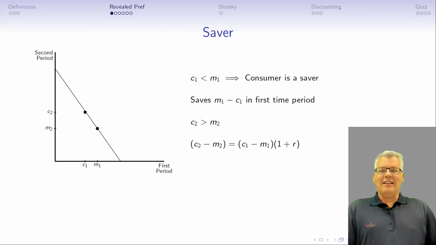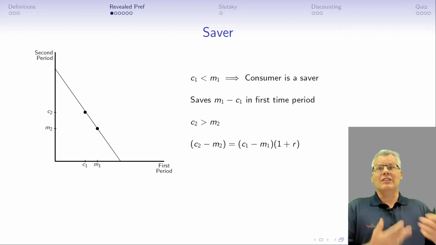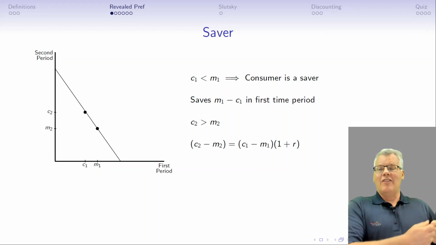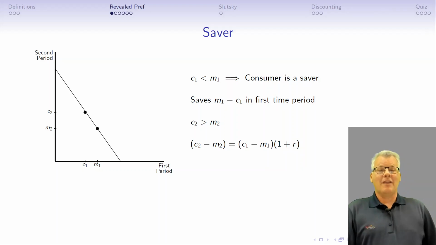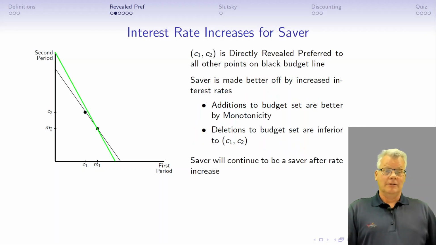And that savings then allows them to consume in the second time period more than their time period 2 income. So the excess of consumption over income in the second time period, that's C2 minus M2, is equal to the amount of savings, which is M1 minus C1, times 1 plus the interest rate. So the balance that was deposited can be spent, and the amount of interest earned can also be spent. So this is what describes the situation of a saver.